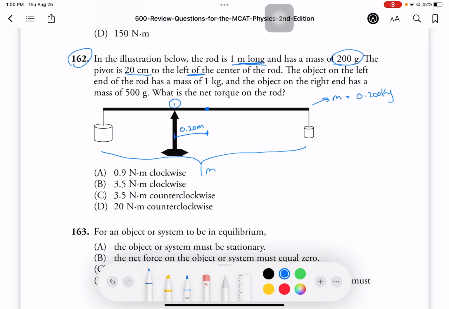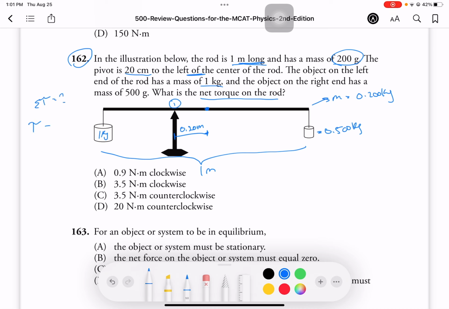After that, the object on the left end of the rod has a mass of 1 kg, so this right here is going to be 1 kg, and the object on the right has a mass, so I'm going to write this mass as equals 0.500 kgs. This is just given in the question. So we're asked, what is the net torque on the rod?